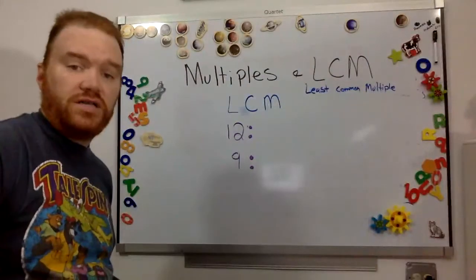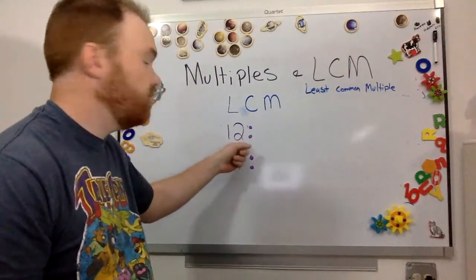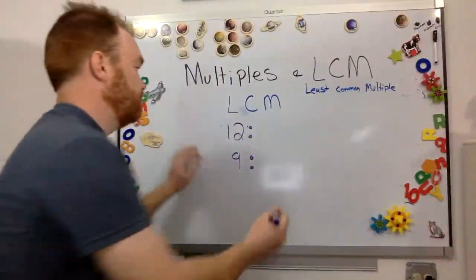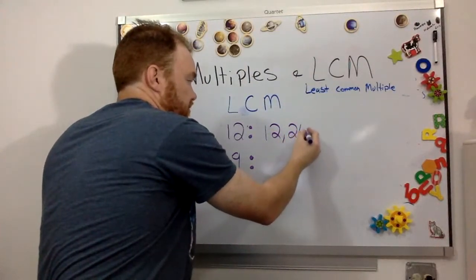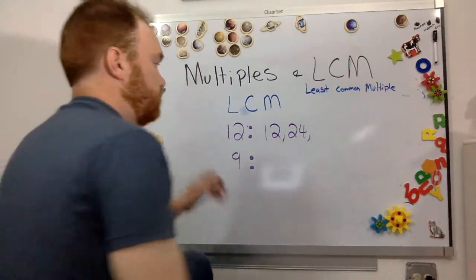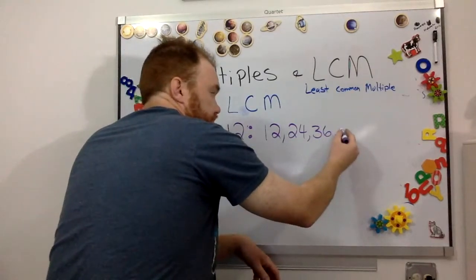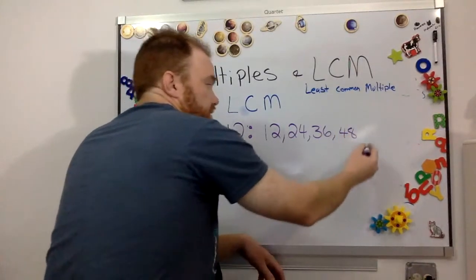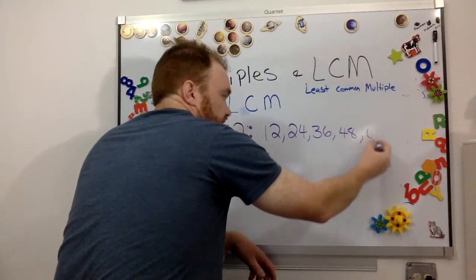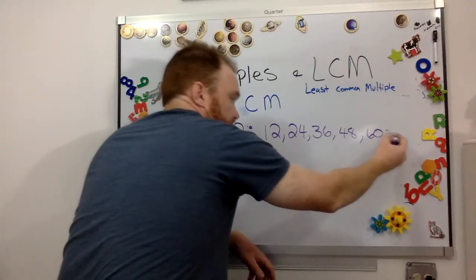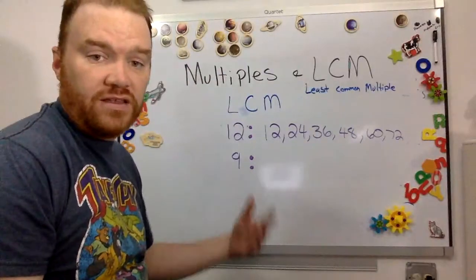Hopefully you hit pause and figured out your least common multiple of 12 and 9. So multiples of 12, let's list them out. Multiples of 12: 12, 24, 36, 48, 60, 72. Hopefully you got that.